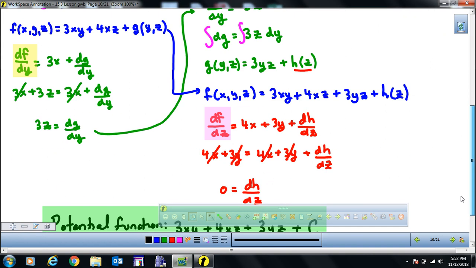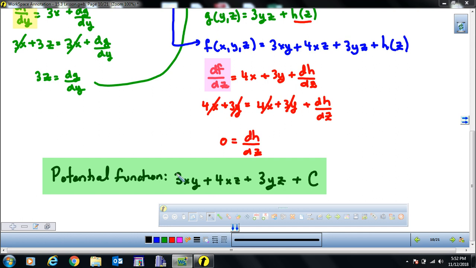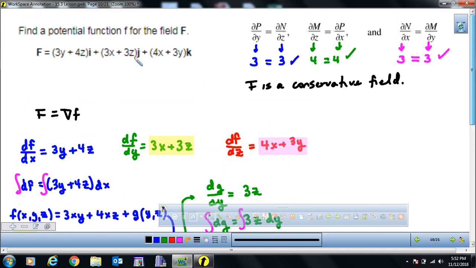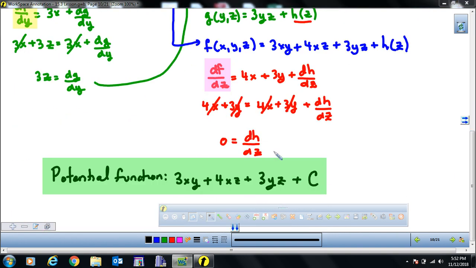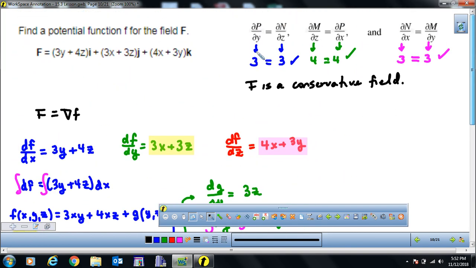Okay. Now, what is the derivative of this potential function with respect to y? It would be 3x, and right here with respect to y would be 3z. 3x plus 3z. That's what we have as the j component. Okay. And then what is the derivative of this potential function with respect to z? Right here would be 4x, and right here would be 3y. So it would be 4x plus 3y. If we go up, that is the k component of this field.